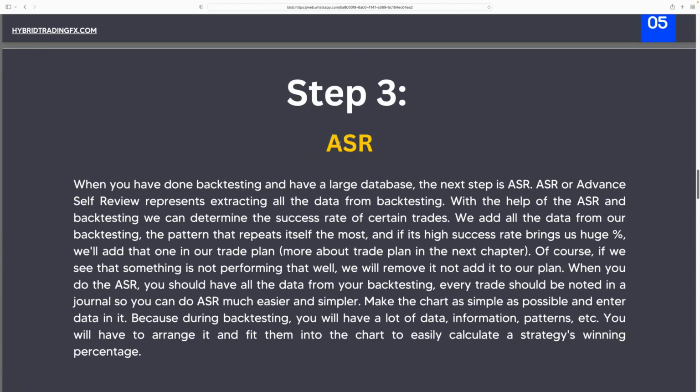Third step is ASR. For those who do not know what ASR is, it's basically advanced self-review. So once you have found a profitable strategy and you have backtested the strategy, you are going to do an ASR, advanced self-review. So what you're going to do is, let's say, for example, you have backtested 1 year full of data on your USD.